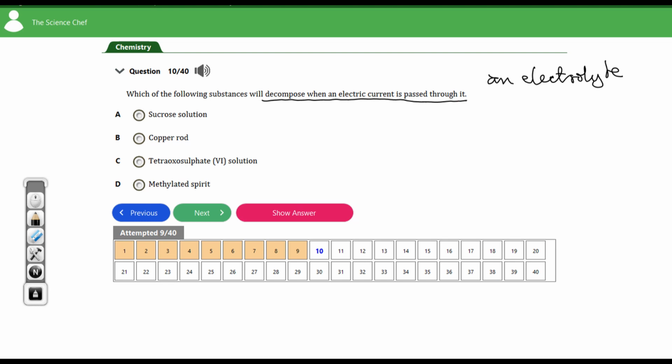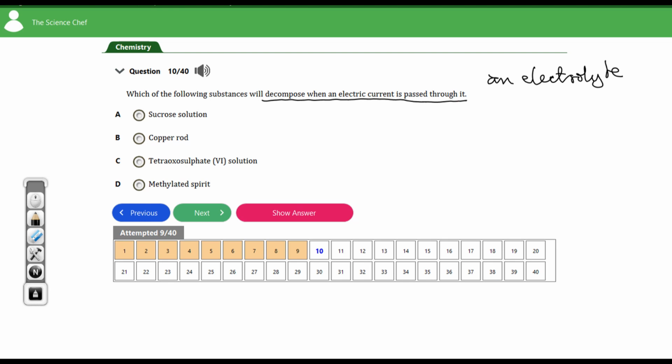And for a substance to act as an electrolyte, what is an electrolyte in the first place? An electrolyte is an ionic compound which allows direct current to pass through it in its molten state or aqueous solution, and gets decomposed in the process. That is an electrolyte.